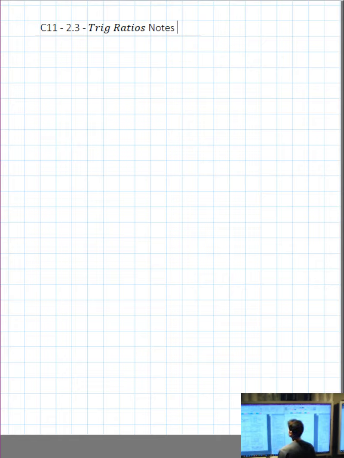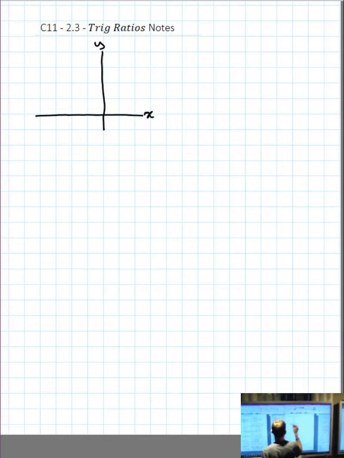Okay, let's take a look at some trig ratios. So let's draw a graph. Now it's perfect in the notes, but I'm just going to not draw it perfectly so I don't waste so much space. So we're going to take the x-axis and the y-axis right here. And we're going to put a point on the graph. And we're going to put the point -4, 3. So I'm going to count it up perfectly. -4, 3.